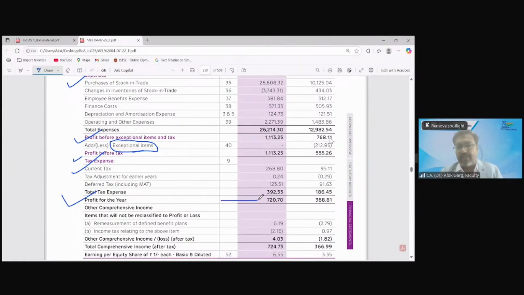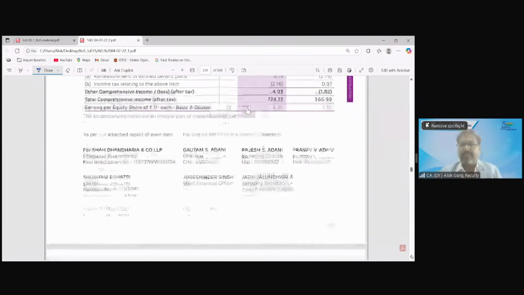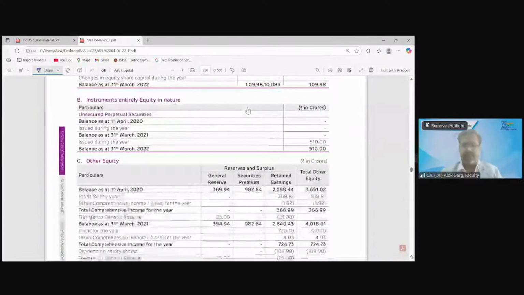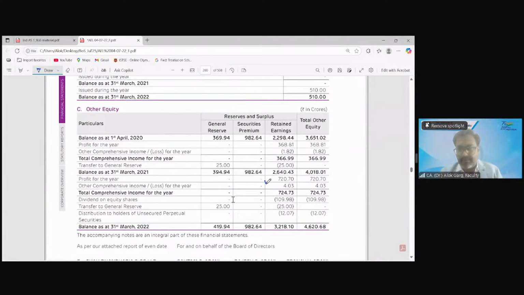This profit for the year, where will it go? This profit for the year will go to the retained earnings. Let me show you the retained earnings: 720.70 crores. Can you see this 720.70 crores profit for the year in retained earnings? Yes, sir. Can you see this? Yeah.